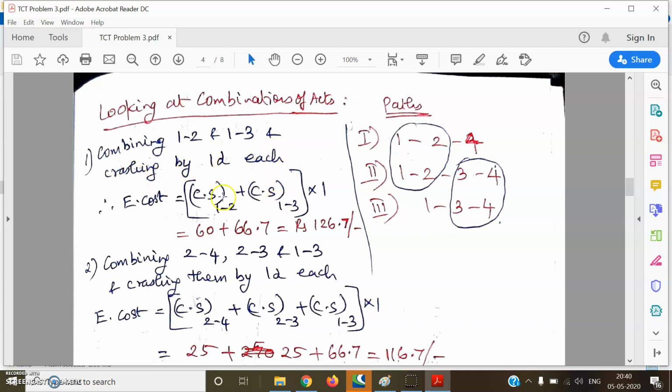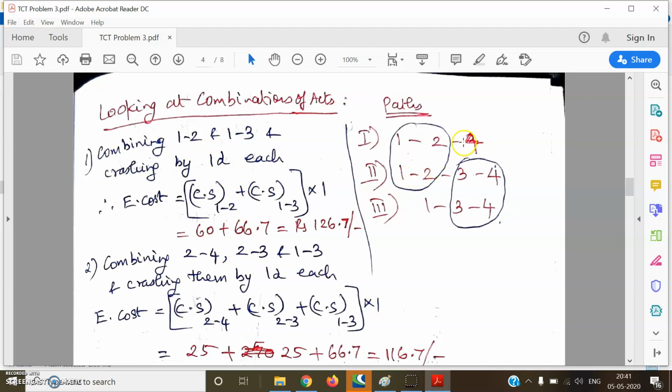So what is the extra cost involved here? Extra cost is going to be cost slope of 1, 2 plus cost slope of 1, 3 multiplied by 1 day. I'm crashing 1, 2, which is common for the first and second paths, and 1, 3 in the third path, each by 1 day. That's what I've written here: combined cost slope multiplied by 1 day. So the cost slope of 1, 2 is 60 rupees plus the cost slope of 1, 3 is 66.7. Multiplied by 1 day, it comes out to be 126.7. So this is the extra cost incurred because of crashing this first combination.